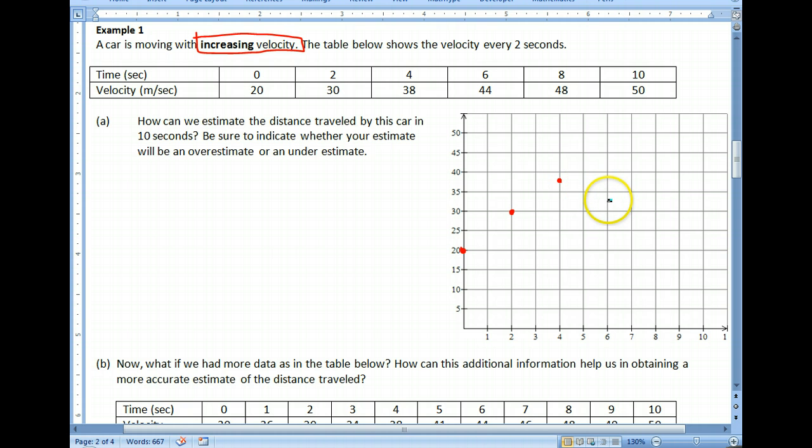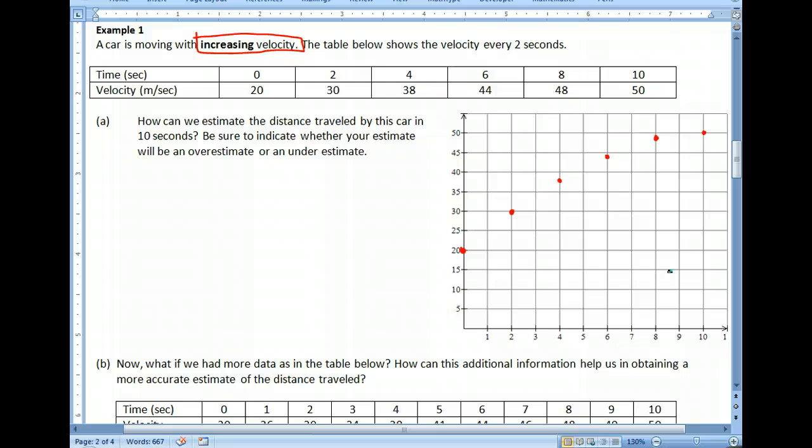Number 6, 44. 8, 48. 10, 50. So you can see that this is increasing, but what does the concavity look like? Down. It looks concave down, even though it's increasing.